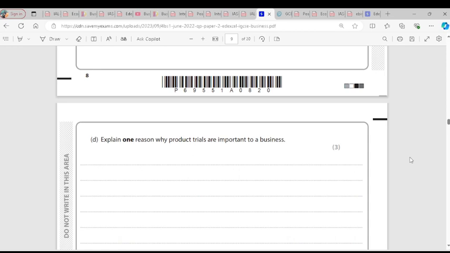So most of the time businesses use product trials to get information or feedback about their product before they finally sell the products to the wider market. So it allows them to know more about the products. If there's a need to make adjustments to the product, they'll be able to do it because they only sold to a few customers. That's about that.